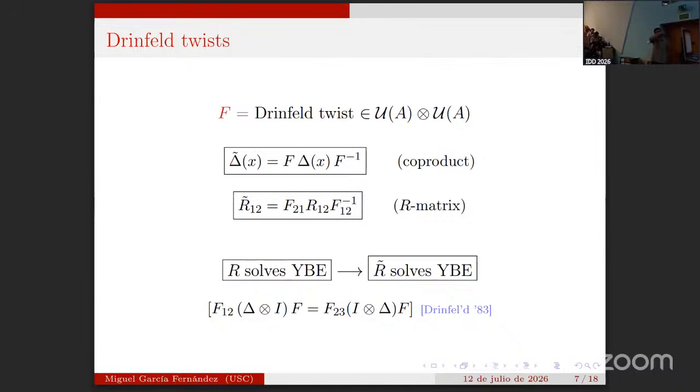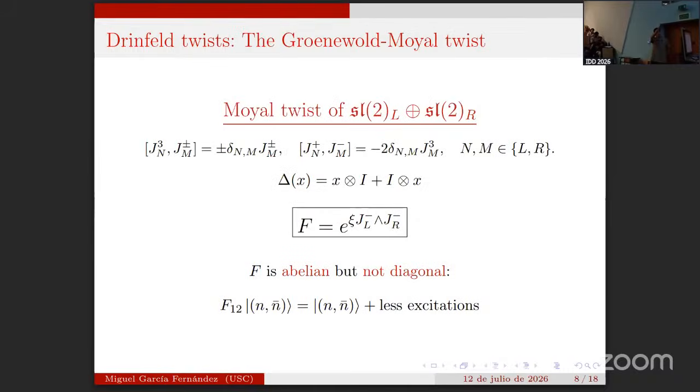So this can be simply abstract, so I want to consider a particular case, which is the Moyal twist. As I said, in this setup you have two SL2 symmetries. So in particular, we define the Moyal twist as this operator, the exponential of J minus left wedge J minus right, where chi is the deformation parameter. So this F is in fact a one-parameter family of deformations that are continuously connected to the identity, in the sense that if chi goes to 0, we just recover the identity operator and we recover the undeformed model.